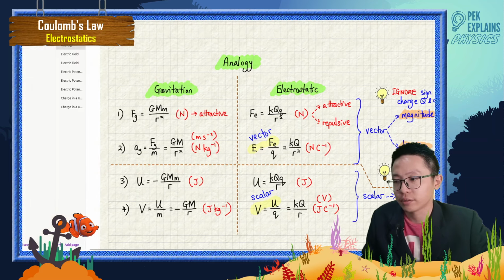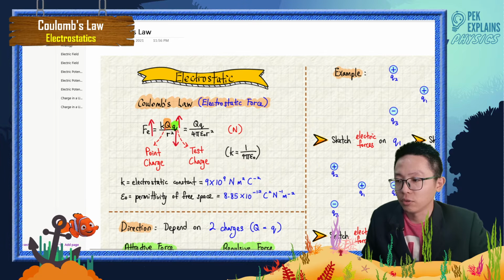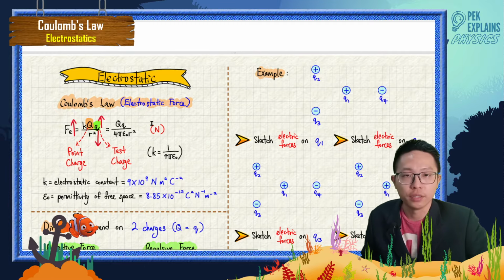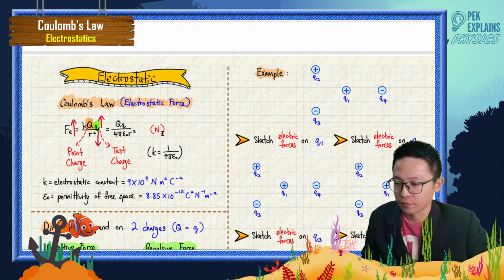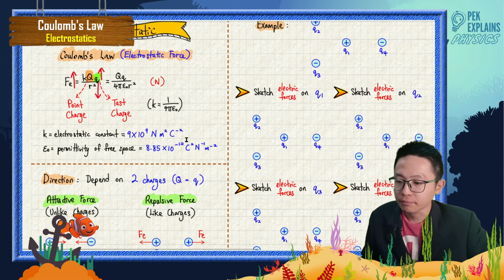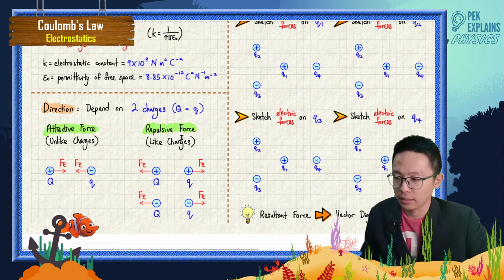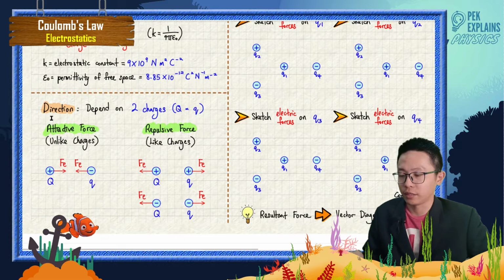Let us go back to our Coulomb's law, electrostatic force. The unit for electrostatic force is Newton. Now, about direction, let us learn about direction for electrostatic force.